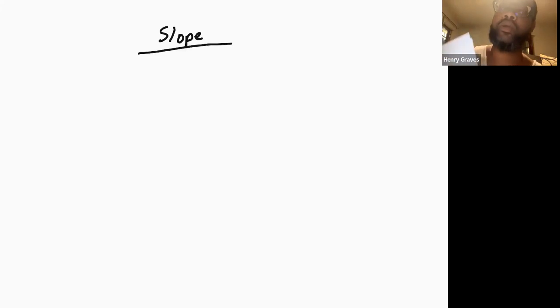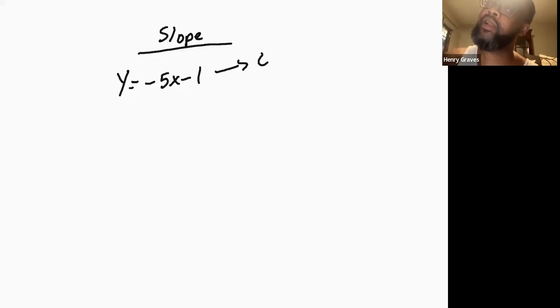Before I continue, I have to get this out of the way first by going over a couple of examples of what exactly slope is. So I'm going to use an example here, like say y equals negative 5x minus 1, right? You guys have seen that before. That's an example of something called a linear function. Call it a function because when you graph it, it'll give you a straight line, right?